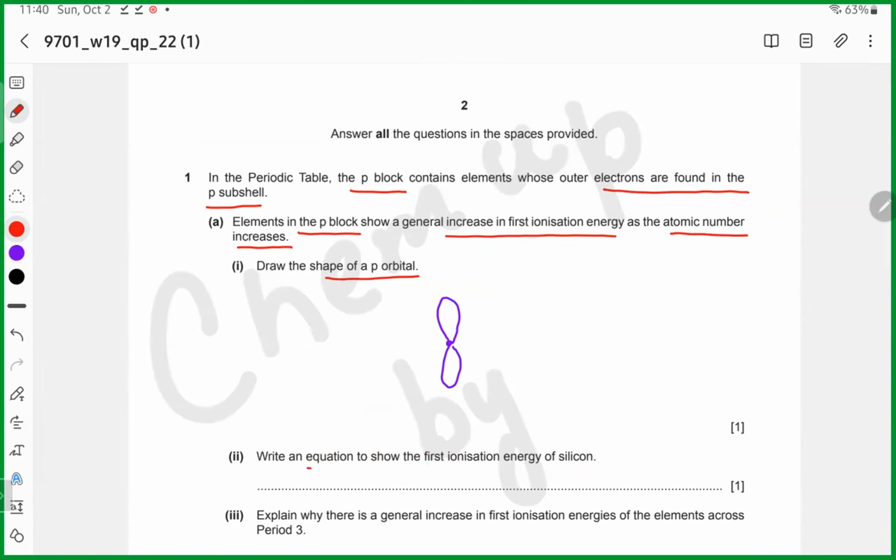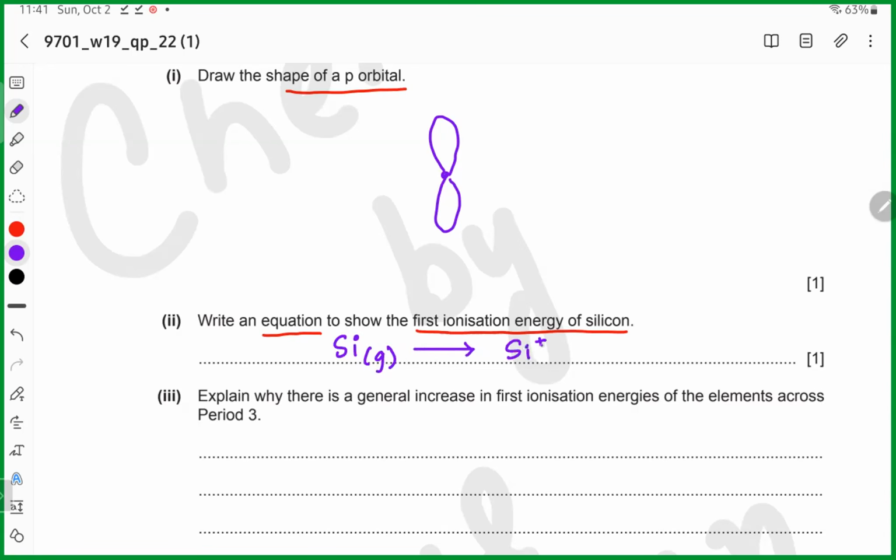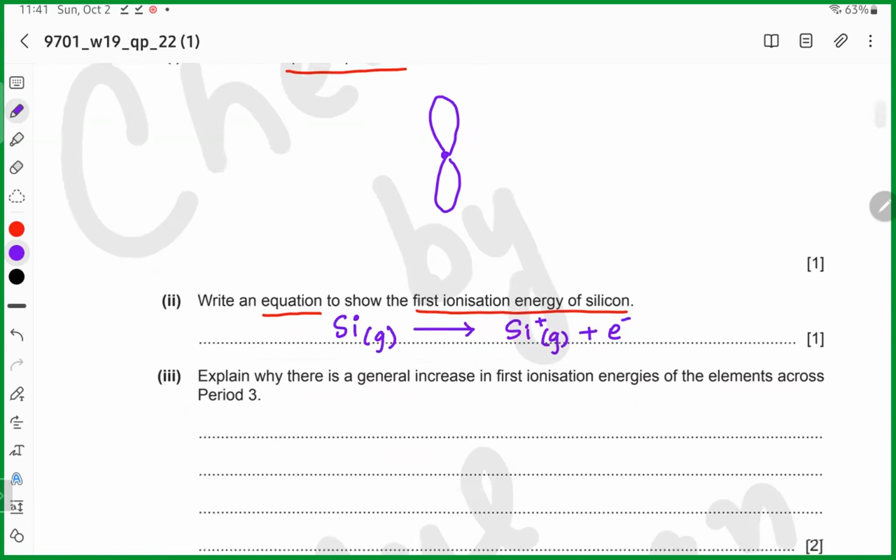Write an equation to show the first ionization energy of silicon. Whenever we write the equation for the ionization energy, remember that the substance must be in its gaseous state. So I will write 1 mole of silicon in a gaseous state, forming 1 mole of silicon with a 1+ charge in a gaseous state and 1 electron. Is this clear? Yes.